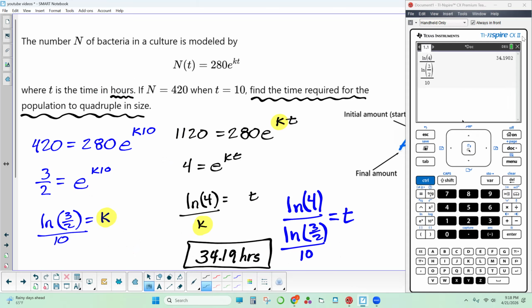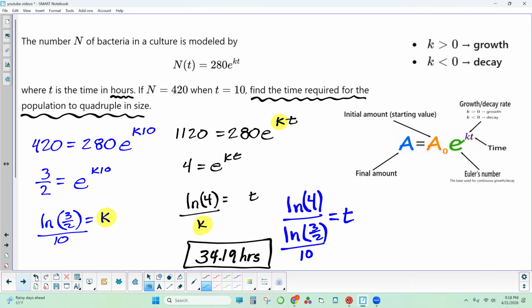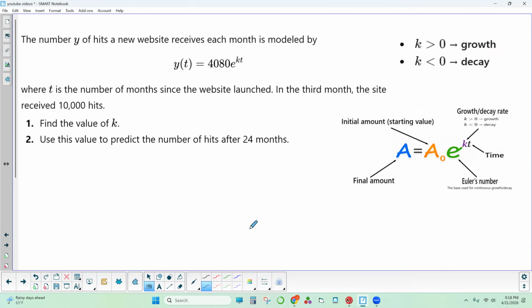All right, let's look at our last example. This one says the number y of hits a new website receives each month is modeled by, here's our model, where t is the number of months since the website launched. In the third month, the site received 10,000 hits. Find the value of k for number one, and then use this value to predict the number of hits after 24 months. The reason why I'm underlining months is because time is in months.